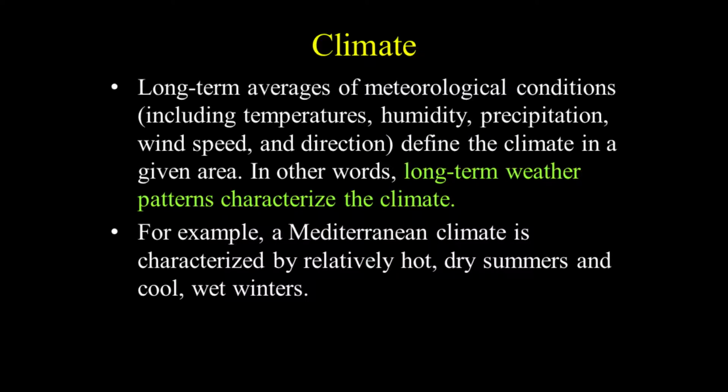Let me repeat these definitions because they are our first take-home points today. Weather refers to hour and day-to-day changes in temperature, cloudiness, precipitation, and other meteorological conditions. Long-term averages of meteorological conditions, including temperatures, humidity, precipitation, wind speed, and direction, define the climate in your area. In other words, long-term weather patterns characterize the climate.